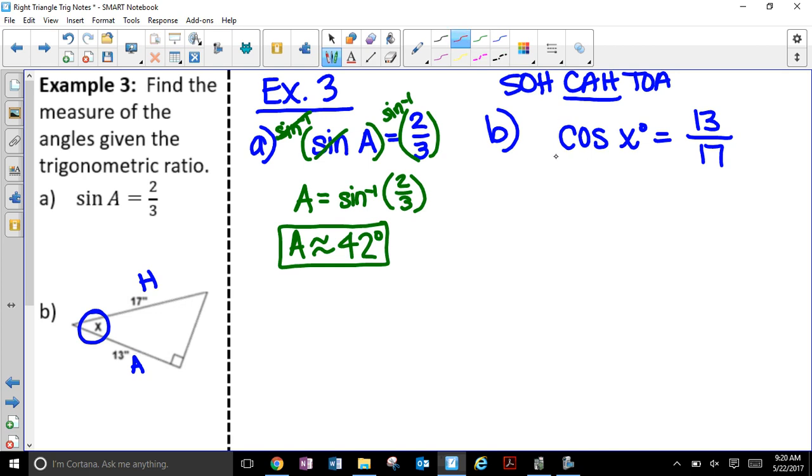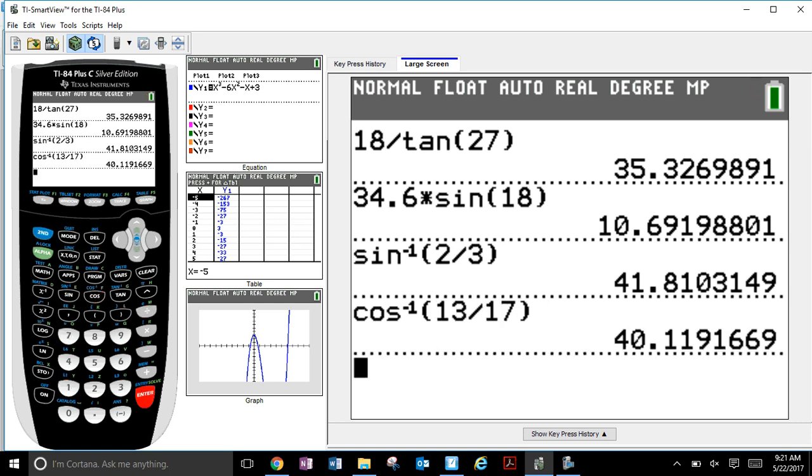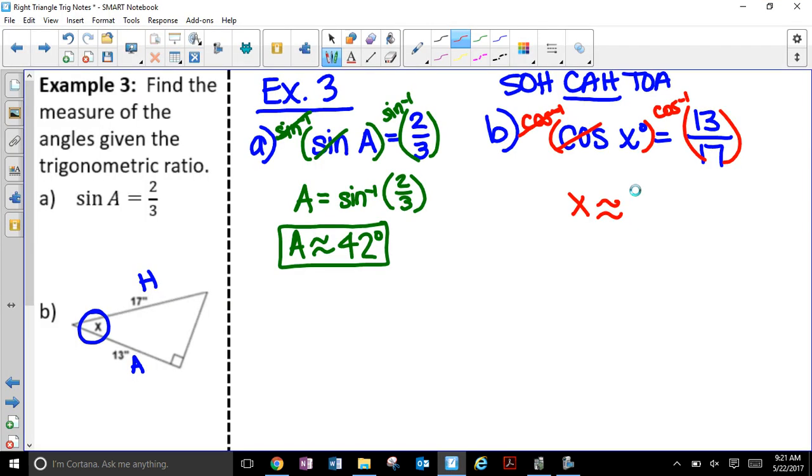So how do I undo cosine? Well, you have to do its inverse. You have to do inverse cosine. Okay, so those cancel out. We're left with x. And so now I'm going to type in inverse cosine, hit second cosine of, what was it, 13 divided by 17. And again, we'll round to the nearest degree, which would be 40 degrees. So that's the measure of that angle.